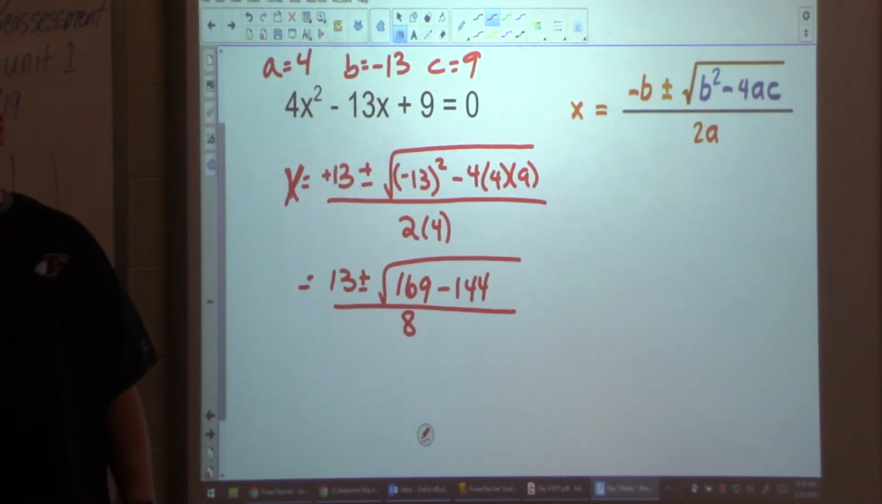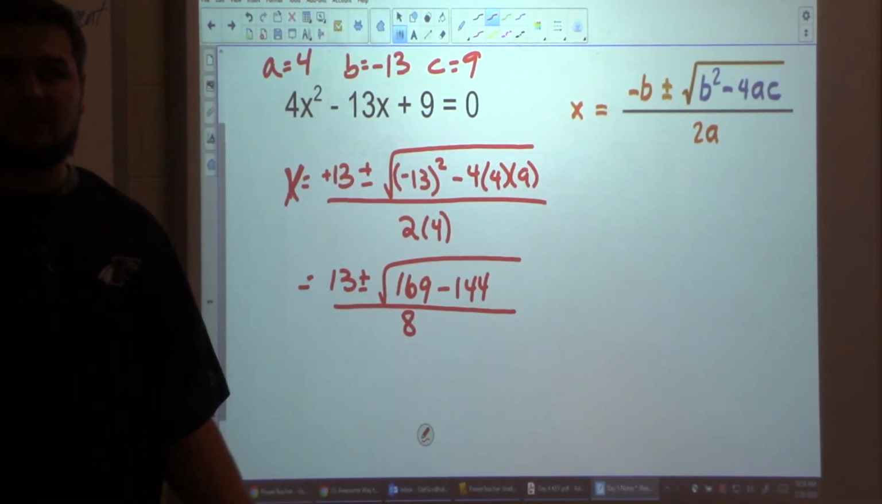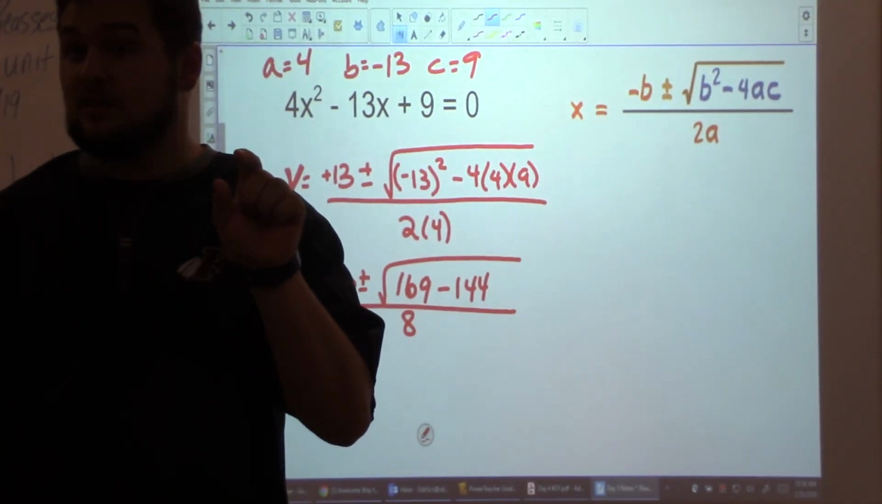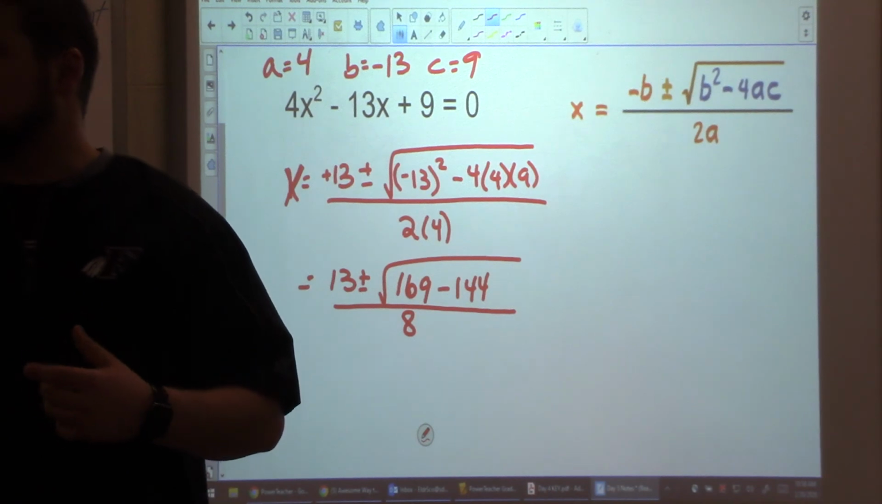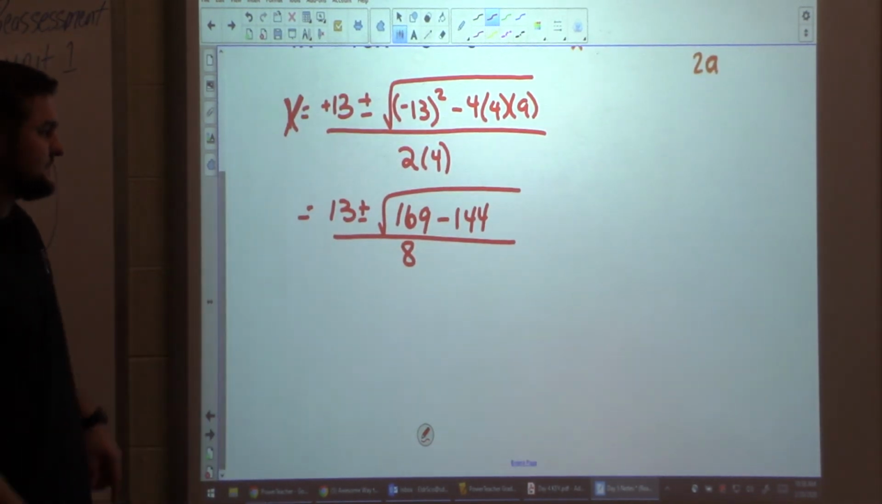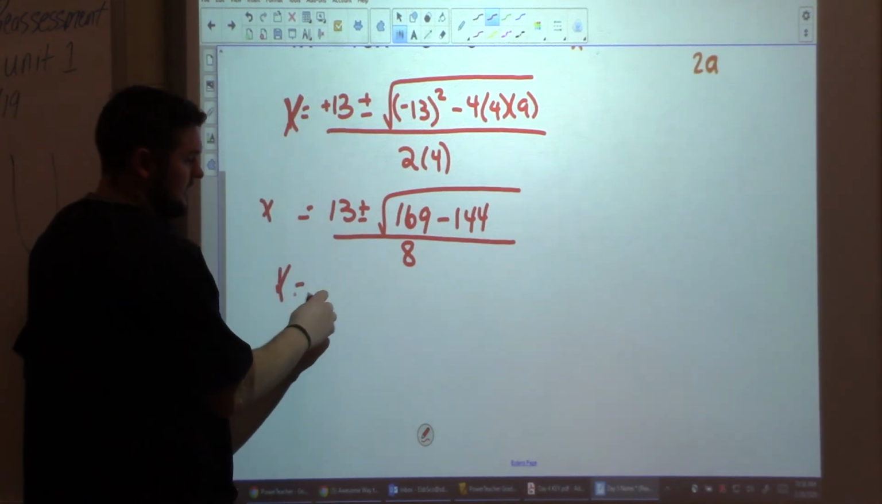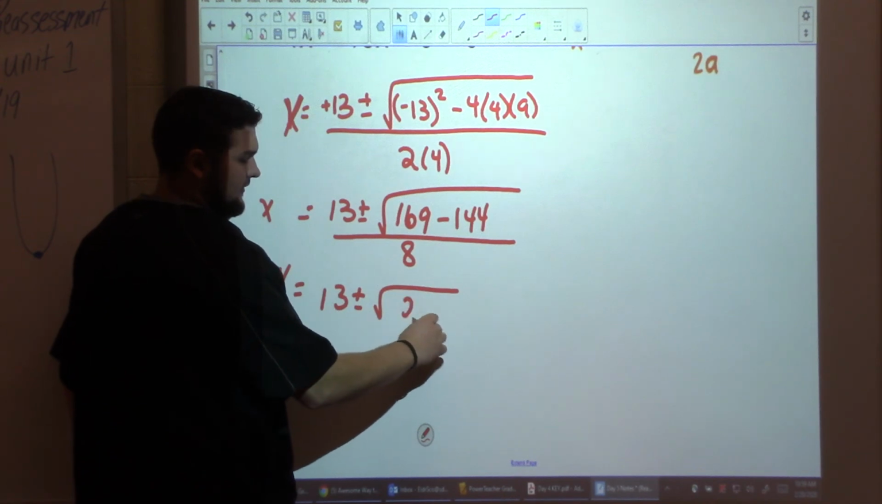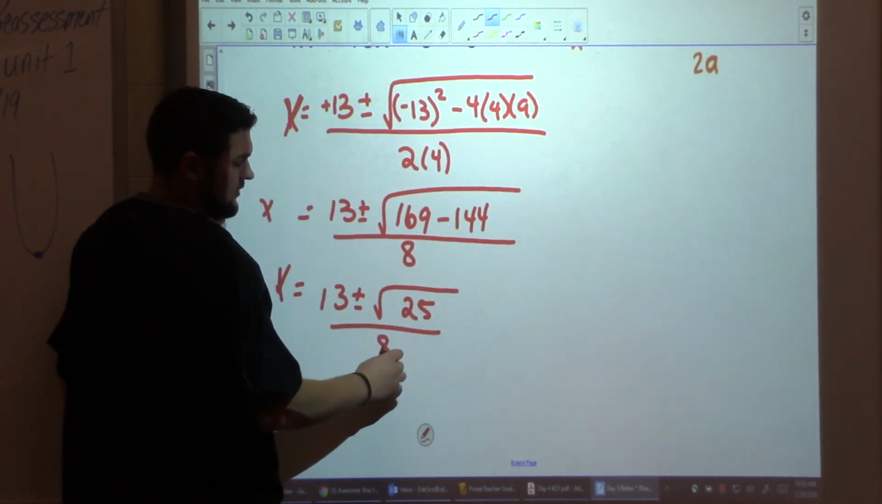Oh, I heard someone say, how do you put plus minus in a calculator? You don't. You do one of them as plus, and then your second answer comes from doing the other one as minus. That's how you get two answers. Okay? We should still have two answers for these. So x equals 13 plus or minus the square root of 25 over 8.